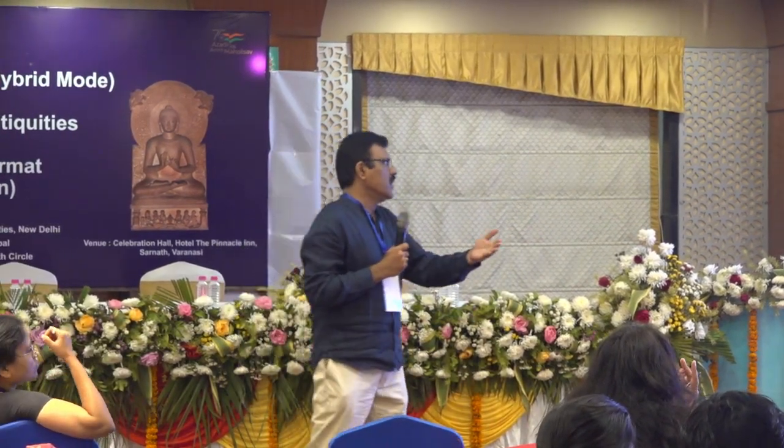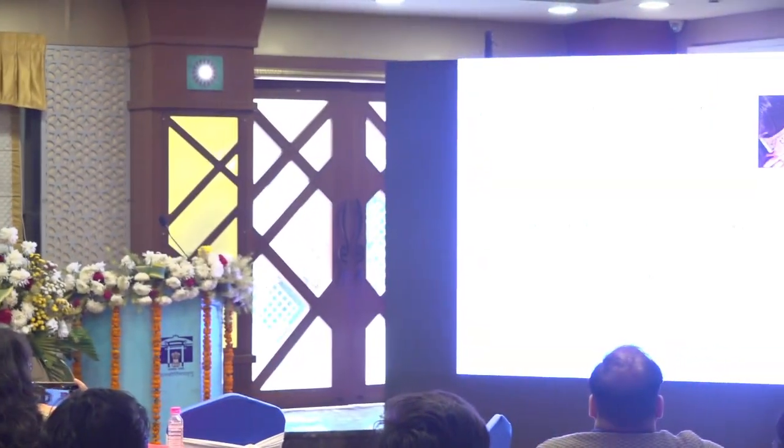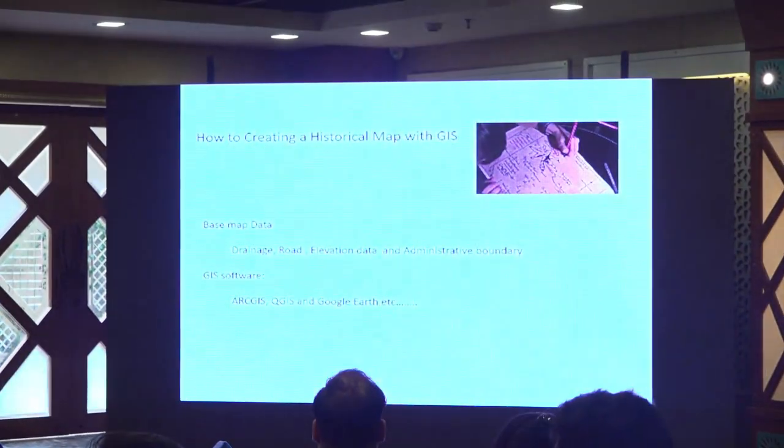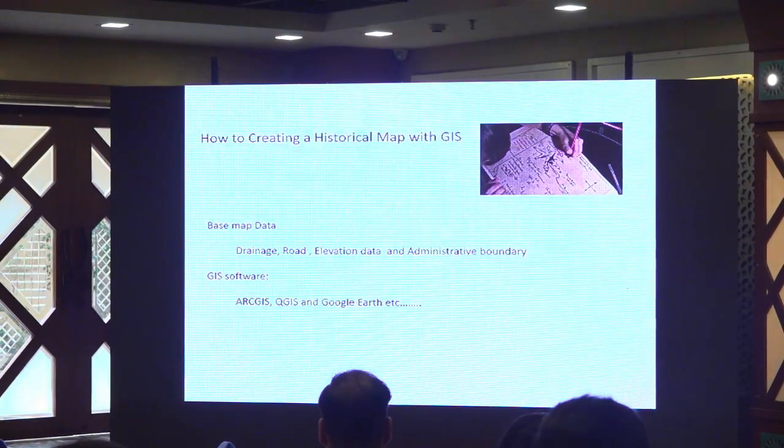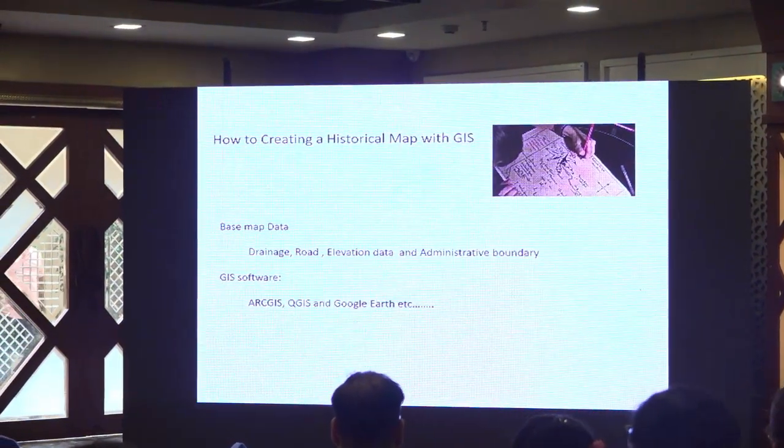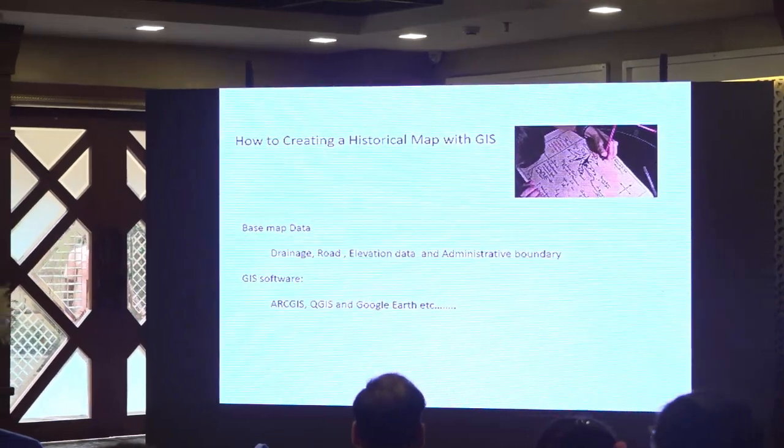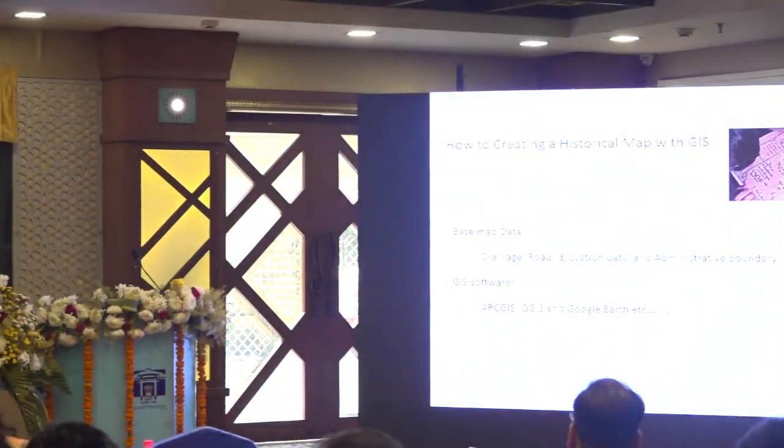Then the Periyapuranam, Devaram, all other literature, old literature also we have taken. The database. Next. Then base map, there is already a digital map available for drainage data, road network, all available nowadays. So that database we used in the background. The software we used were ArcGIS, QGIS and Google Earth also. For location mapping, all these things we used.